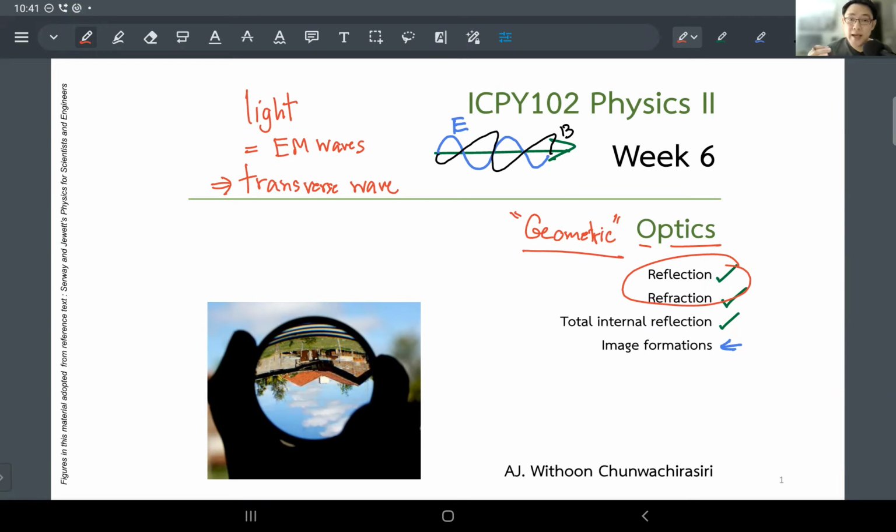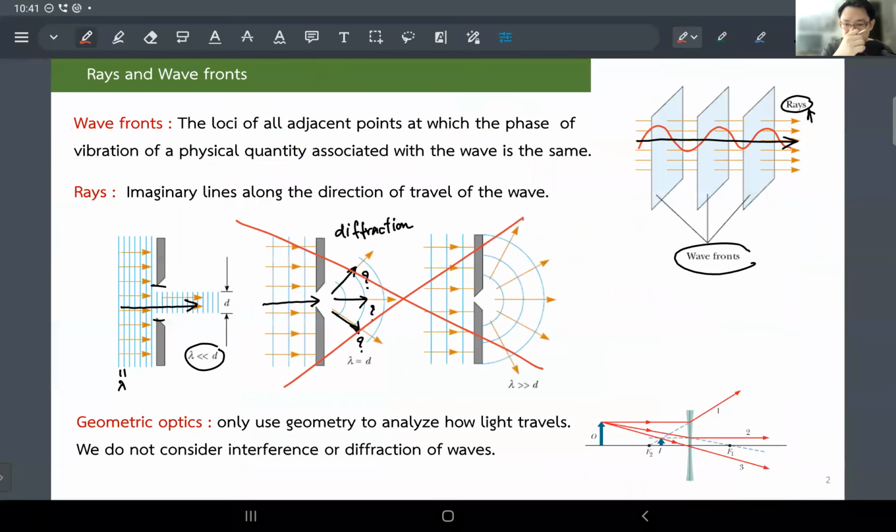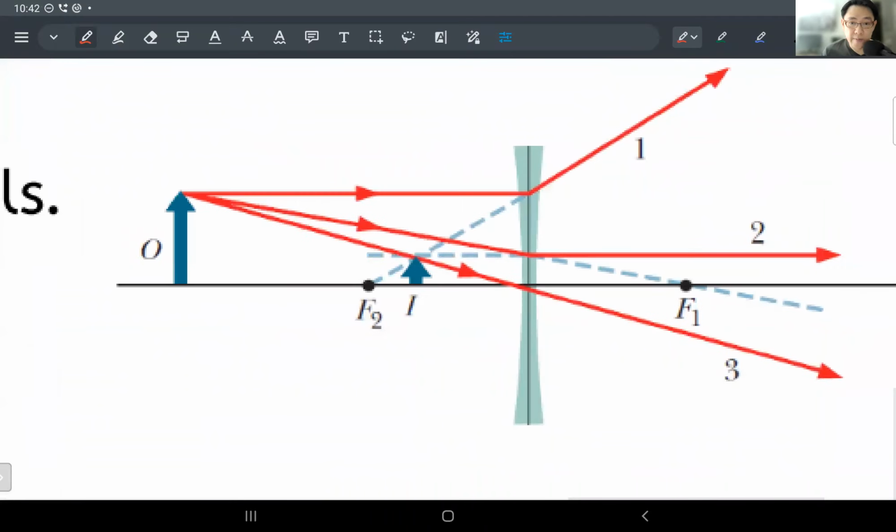Even though any waves will do deflection, any wave will do refraction. But light seems to be the easiest one that you can relate to. So that's why we switch on the light and then see how it goes. This is what's going to happen in our lecture here.